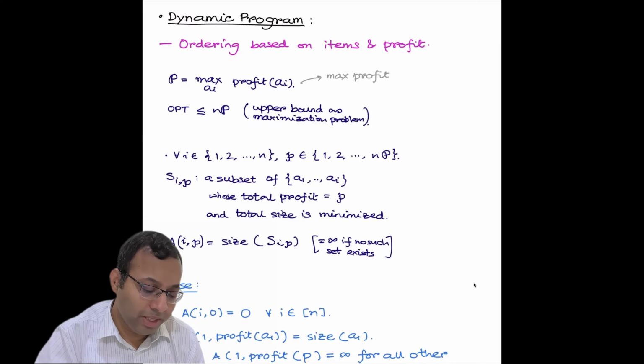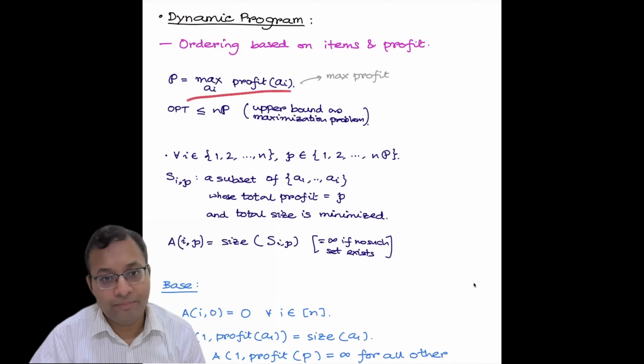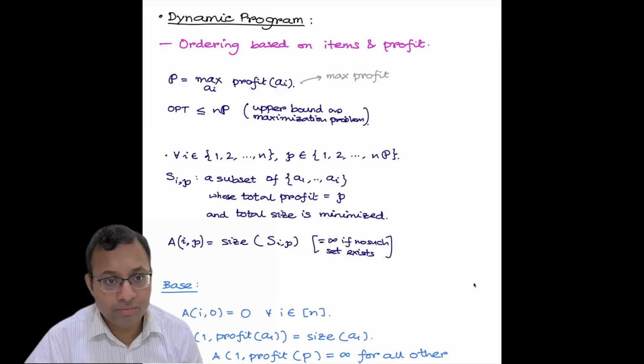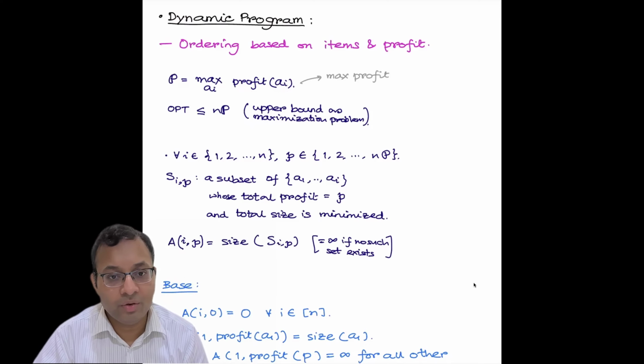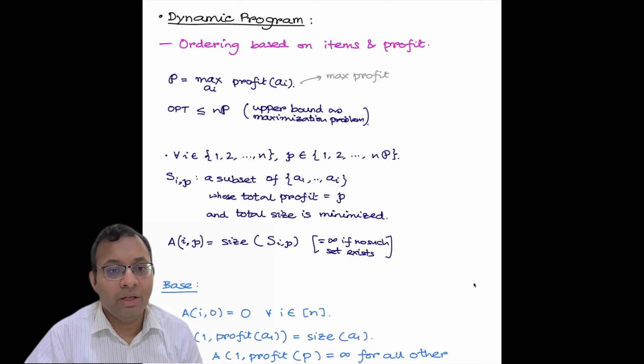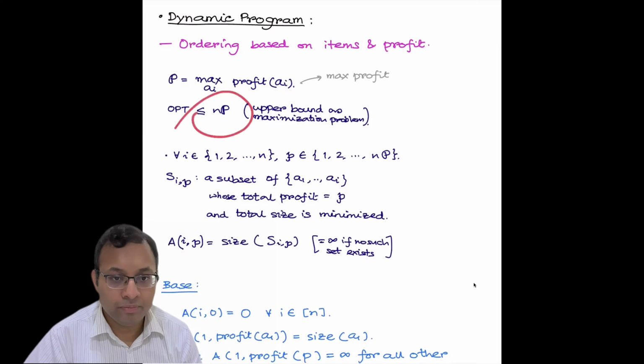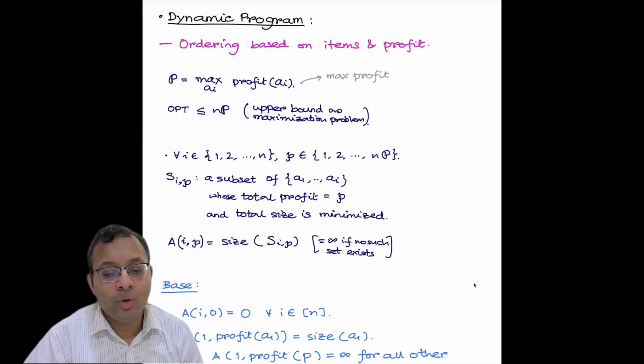So let us say P is the maximum profit item among all items. So the optimal solution value should be at most n times P. There are n items, and even if each item has the same profit equal to the maximum profit, that's the maximum value of OPT. Now we're looking at a dual variant.